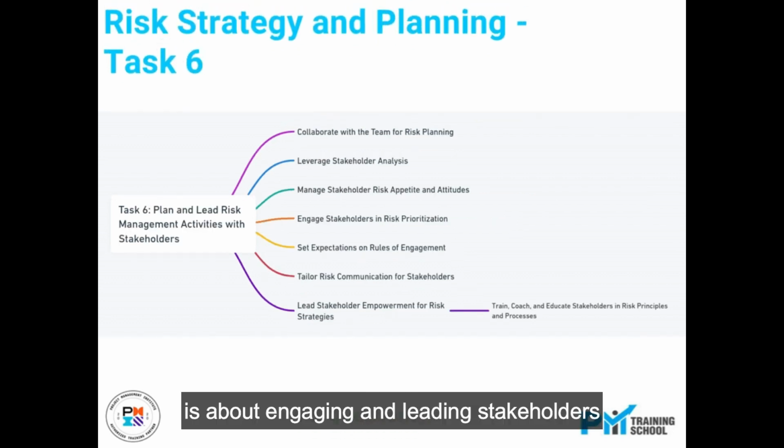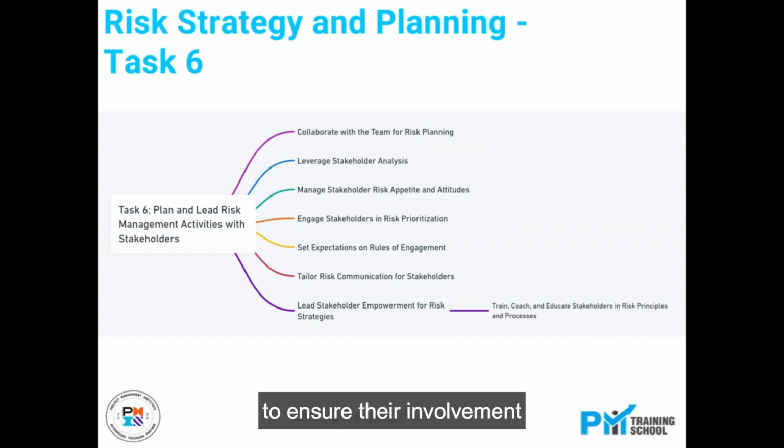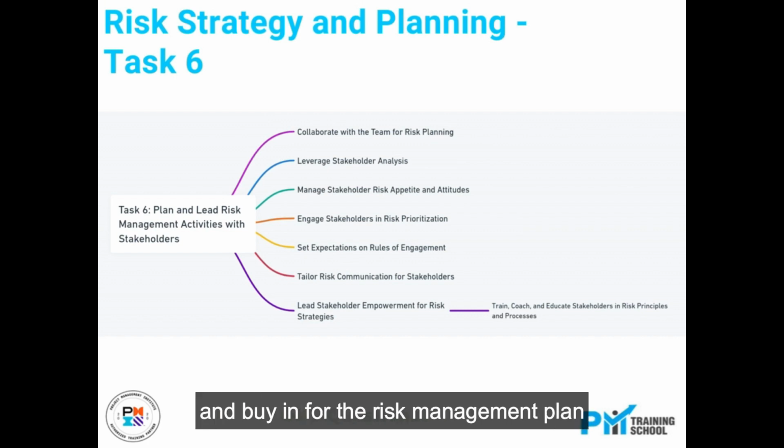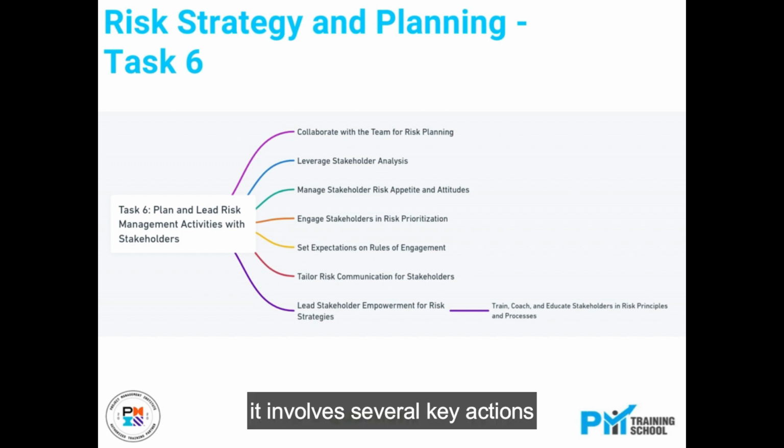Task 6 is about engaging and leading stakeholders throughout the risk management activities to ensure their involvement and buy-in for the risk management plan. It involves several key actions.